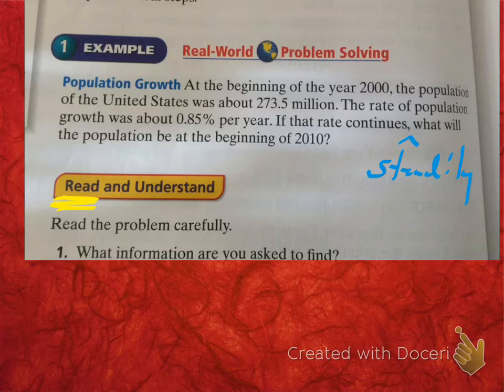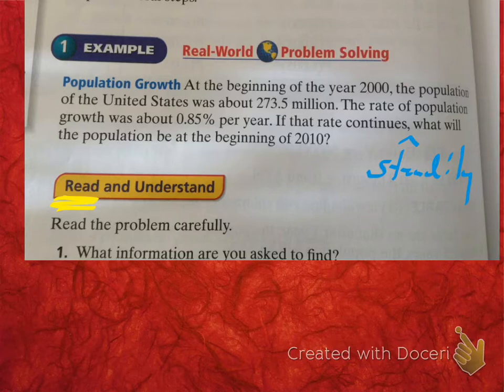So what information are we asked to find? This is pretty easy, right? They're asking us to find the population after 10 years. Later on in Algebra 1 or Algebra 2, depending on your curriculum, there is a way to solve this problem with a single equation, but it involves an exponential growth function. That's not the way we're going to do it in pre-algebra.